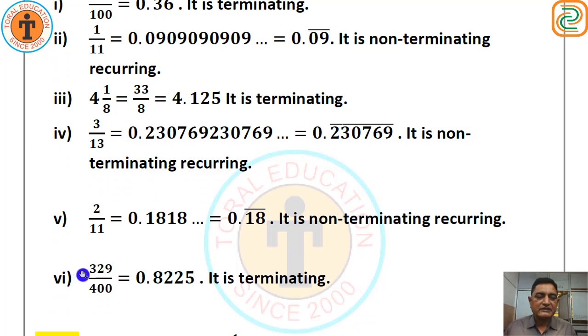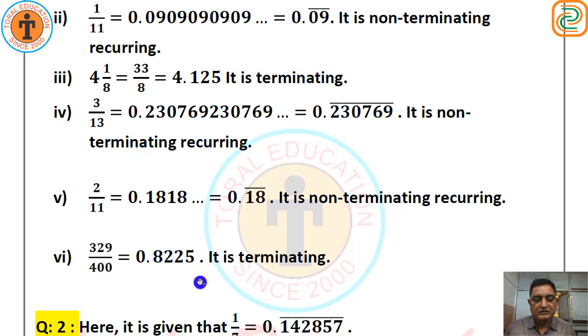Look at number 6. 329/400. We get 0.8225 by dividing 329 by 400. Right? So it is a terminating decimal, because it does not repeat, it does not go on for infinitely many numbers, so it is terminating, right?